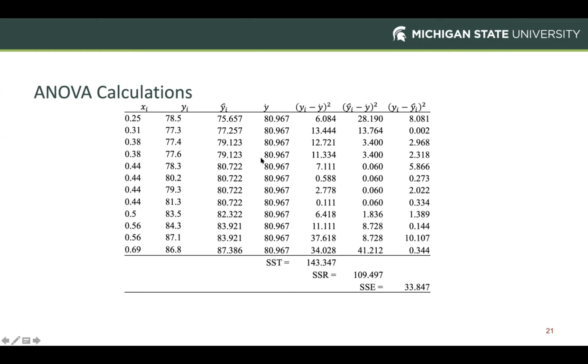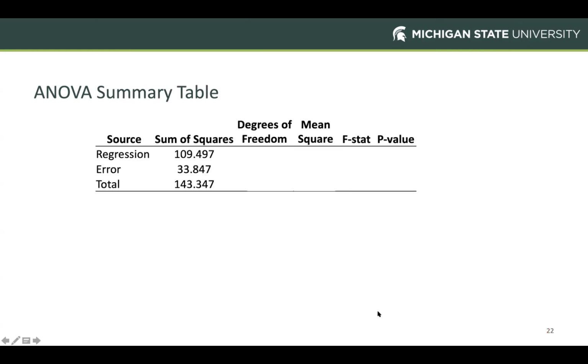And so these differences are generally tending to be relatively small. And so summing those across our sample, we get an error sum of squares of 33.847. Okay. And so the calculation is very similar to what we had done in the ANOVA case where we're comparing group means, and we just carry that data over to our ANOVA summary table.